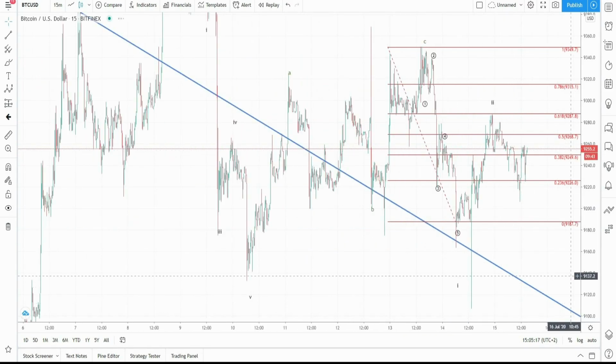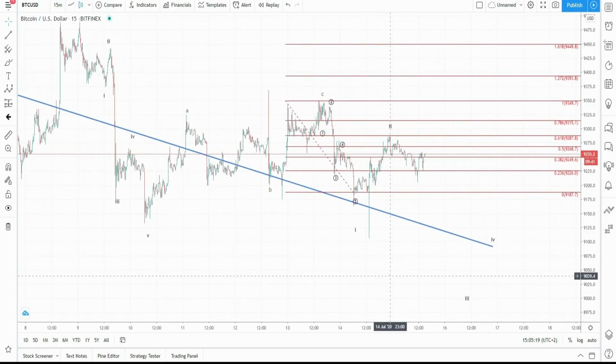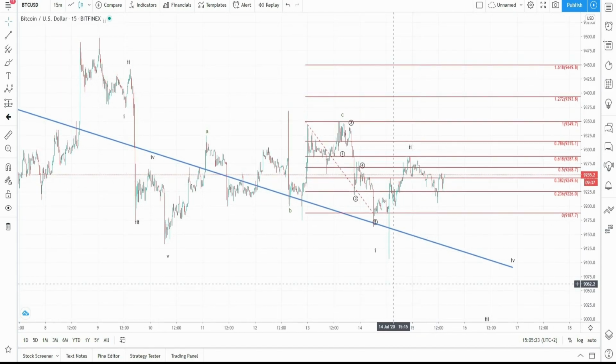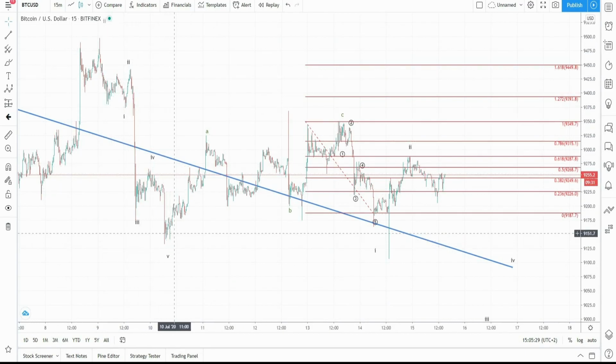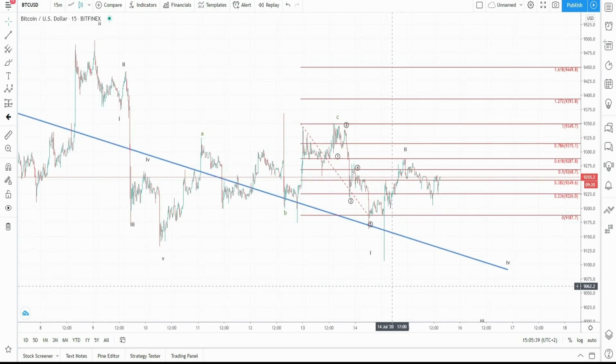Now we are anticipating a continuation of this higher degree downtrend because from the 9th of July we have seen a 5-wave move to the downside, followed by a 3-wave move to the upside. This indicates that the primary trend would be to the downside, as this is impulsive and this is corrective.